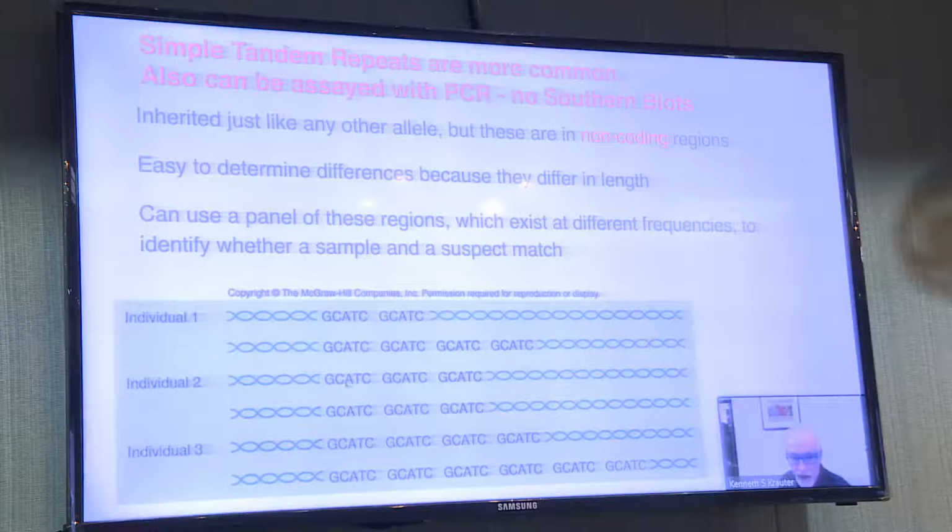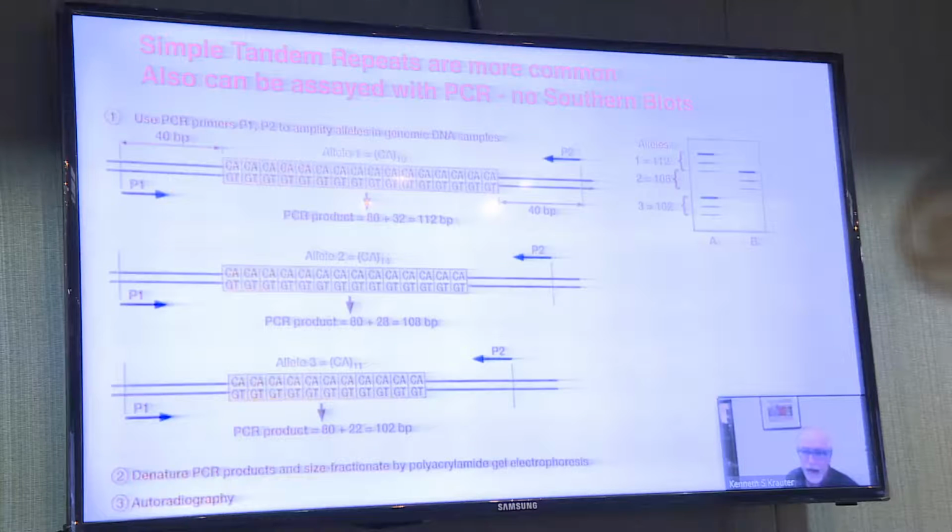Individual 2 would have 3 repeats on this chromosome and 3 repeats on this chromosome, and so this individual would be a homozygote. Individual 3, again, is a heterozygote with 4 on one chromosome and 6 on the other. So these simple tandem repeats can be used very effectively to look for polymorphisms that are present in a particular place.